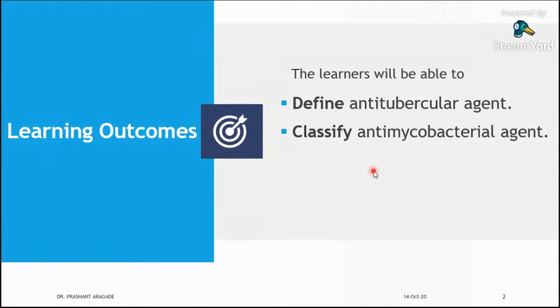If a question comes in the exam, define and classify antimycobacterial agent, at that time you will say, oh, sir has not taught us the antimycobacterial agent. Sir taught us antitubercular agents. So the synonym for antitubercular agent is antimycobacterial agents or anti-TB drugs.